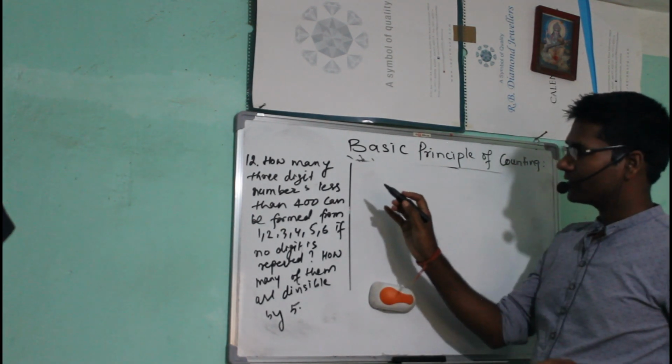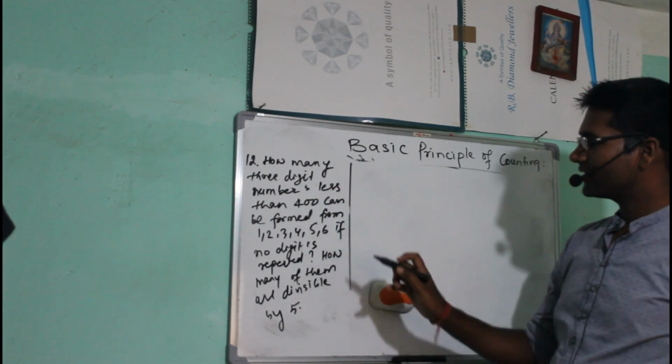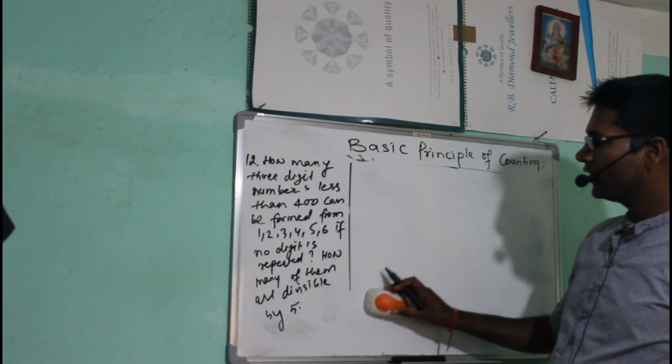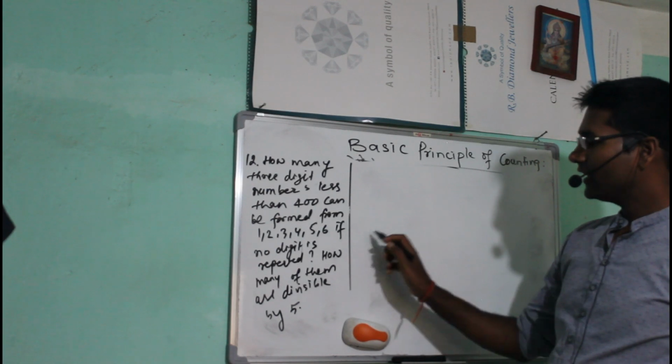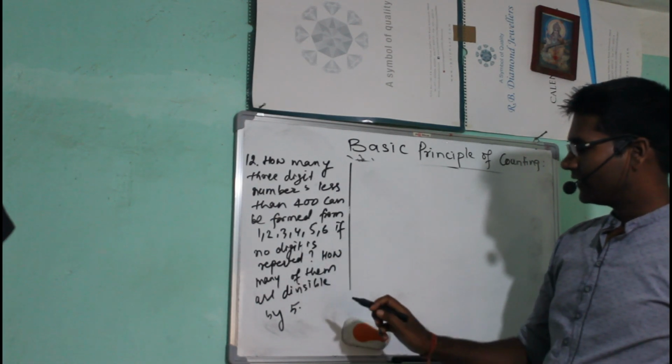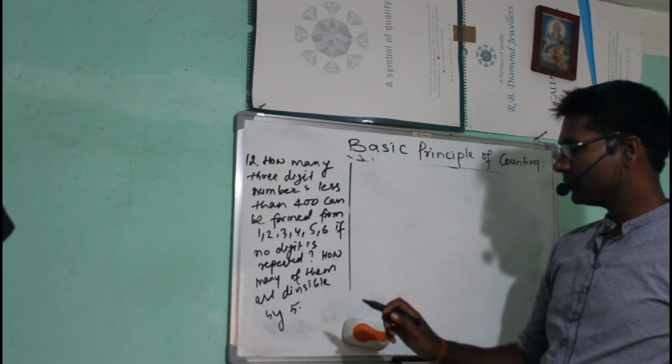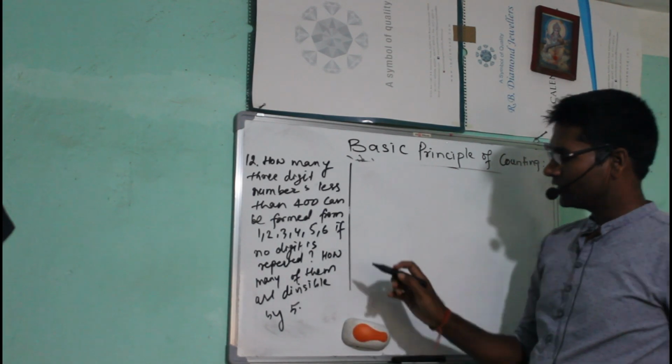Question number 12. The question is like this: how many 3-digit numbers less than 400 can be formed from digits 1, 2, 3, 4, 5 and 6 if no digit is repeated? And there is also a second part of the question. Let me solve the first one.